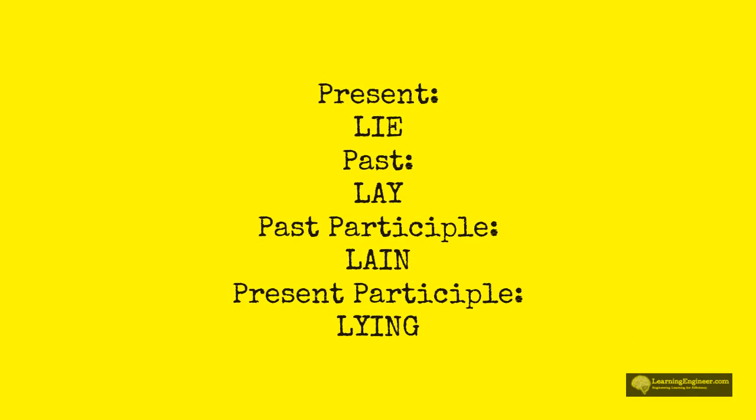So here are our various verb tense forms. The present tense of lie is lie. The past tense of lie is lay. And this is where people often find lie and lay confusing. And then the past participle of lie is lain. And this would come with the verbs had, has, or have. And then the present participle is lying.